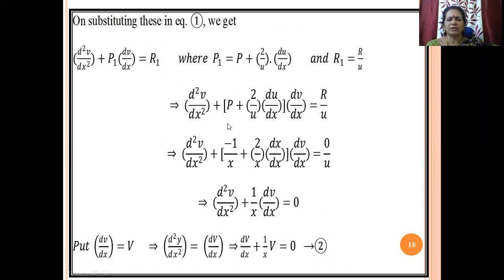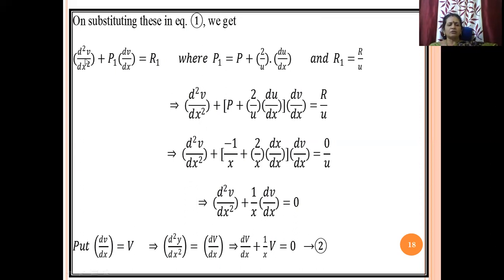We will get this. Then after that, replace P1 and R1 in the second degree equation. Again, we have to replace P and R. We will get these equations. This is the final equation, the equation of the second degree. Now after that, same procedure as in the previous problem, dv by dx we are going to replace by capital V, and d square v by dx square as dV by dx. Now here, again differentiate.